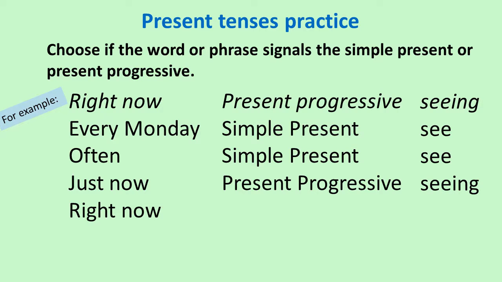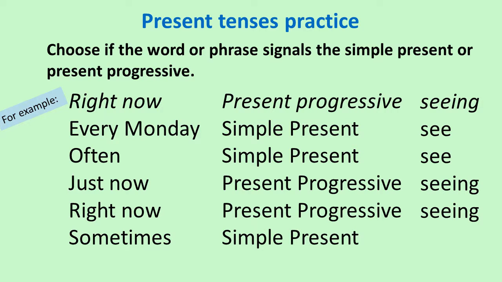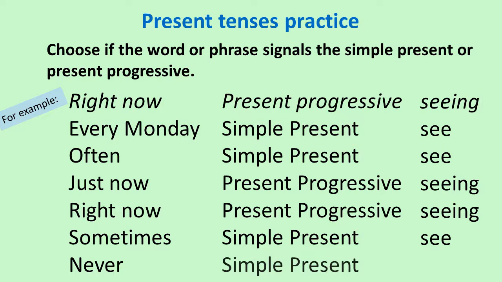Right now is again the present progressive. So I'm seeing, you are seeing, and so on. Sometimes takes the simple present. So for instance, I see. Never takes the simple present. I see, you see, and so on.